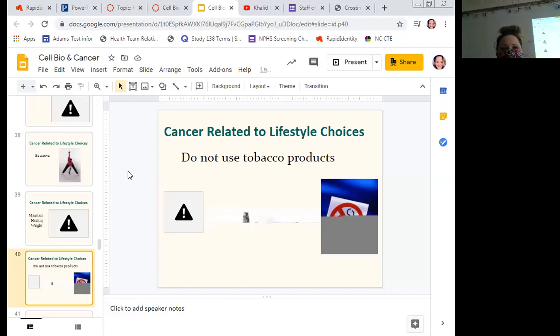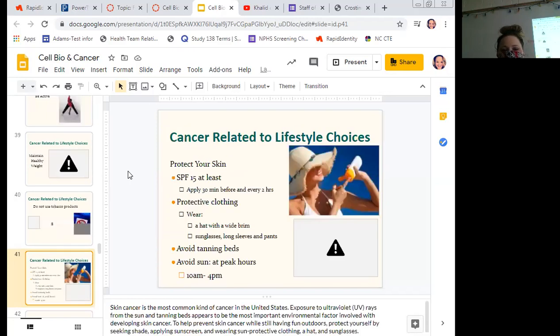Go ahead. Fast. Cancer-related lifestyle choices: protecting your skin, wearing SPF 15 at a minimum. What is SPF 15? It's a sunscreen. It's a sun protectant. Avoiding the sun during peak hours, 12 to 4 p.m. during the summer, is the hottest part of the day.